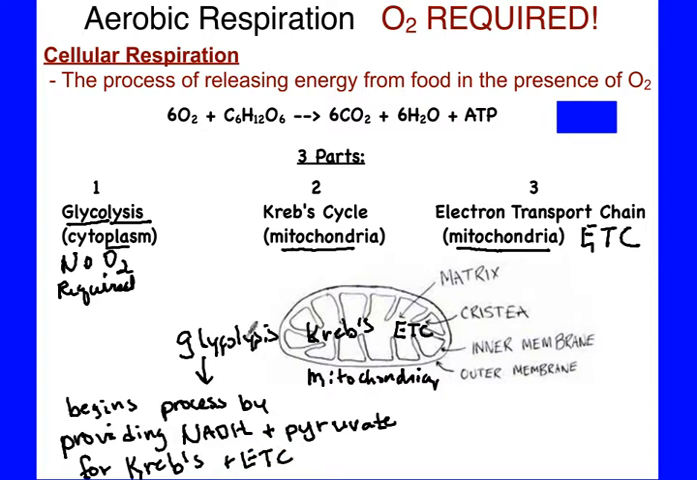So we will need the NADH, which is our energy carrier for our hydrogens, and our pyruvate to do step 2 and step 3. So we have to make these things during this first step out in the cytoplasm. All right.